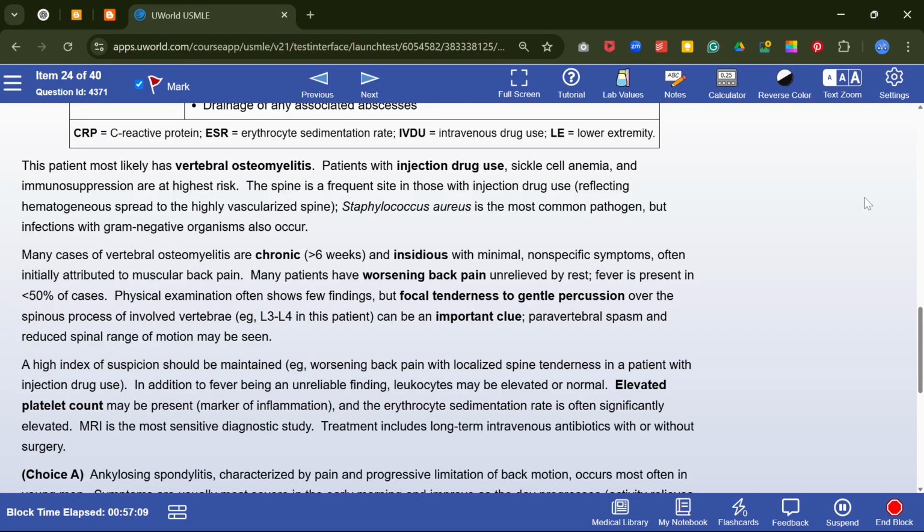In addition to fever being an unreliable finding, leukocytes may be elevated or normal. Elevated platelet count may be present as a marker of inflammation, and ESR is often significantly elevated. MRI is the most sensitive diagnostic study, and treatment includes long-term IV antibiotics with or without surgery. Okay.